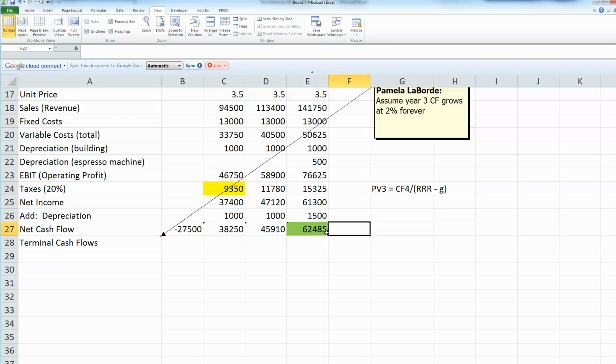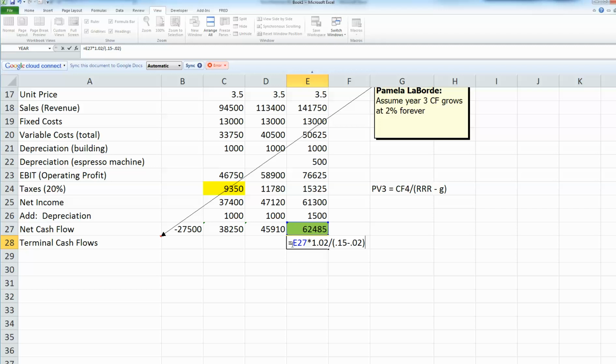But first I need to find the right numerator, and I'm going to do all of this in a single equation. So my numerator would be my year 3 cash flow, grow it by 2%, and then divide it by my required rate of return, which is given at 15% under additional information, so 0.15, minus the growth rate of 2%, which was given under terminal values.